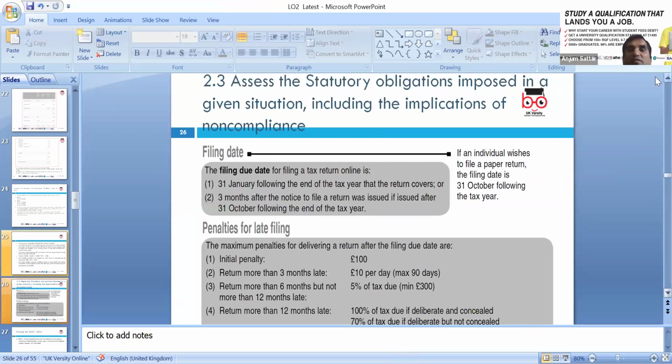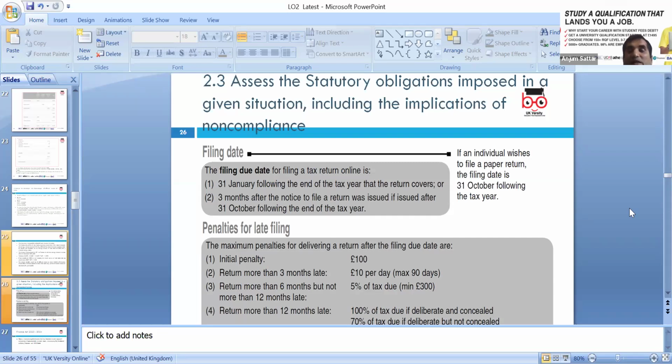Okay, so next 2.3, statutory obligations imposed in the given situation, including implications of non-compliance. If we don't comply, what sort of penalty will there be? Of course, we know the initial penalty. If you don't submit your tax return by 31st January 2025 for the tax year 2023-24, the penalty is £100, and if the return is more than 3 months late, £10 per day, maximum 90 days. A return more than 6 months but not more than 12 months late, 5% of the tax due, minimum 300, and a return more than 12 months late is 100% of tax due.